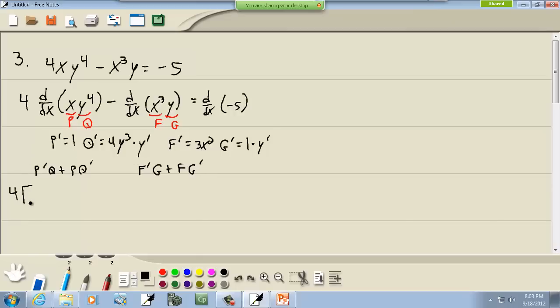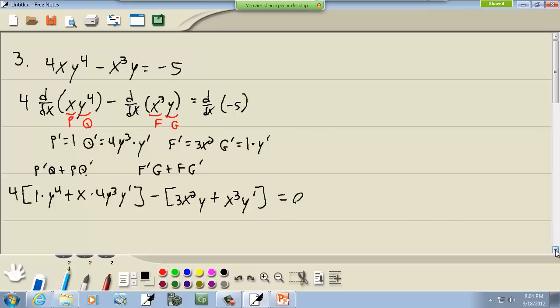So 4 is out in front here. P prime was 1 times Q, which is y to the fourth, plus P, which is x, times Q prime, which is 4 y to the third y prime, minus, then we got F prime, which is 3x squared, times G, which was y, plus F, which was x to the third, times G prime, which was y prime. And then derivative of negative 5 is 0.